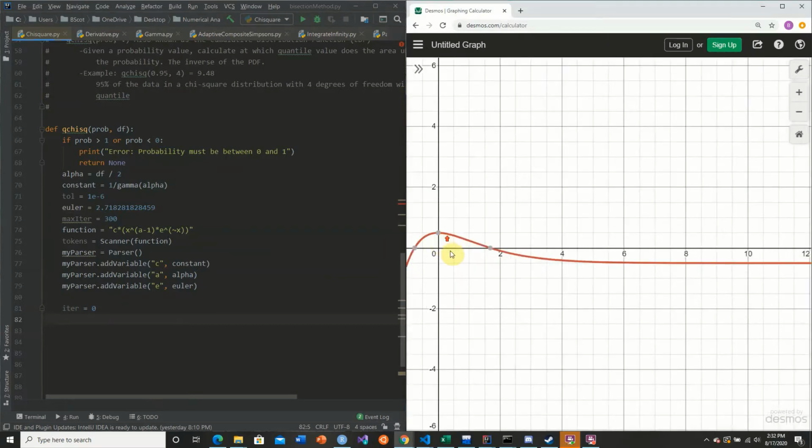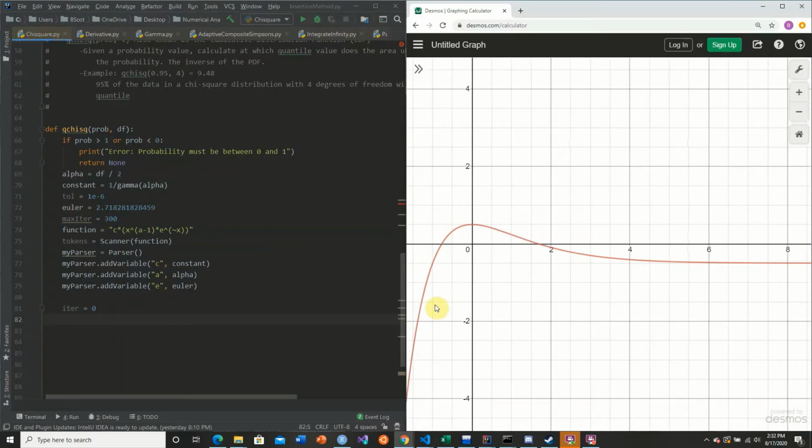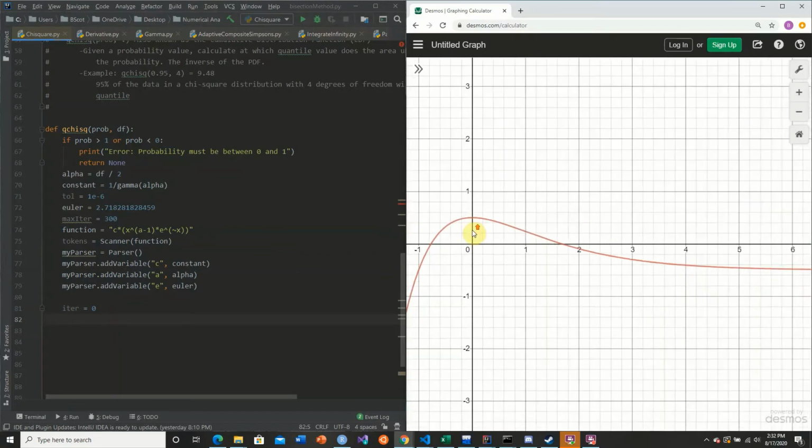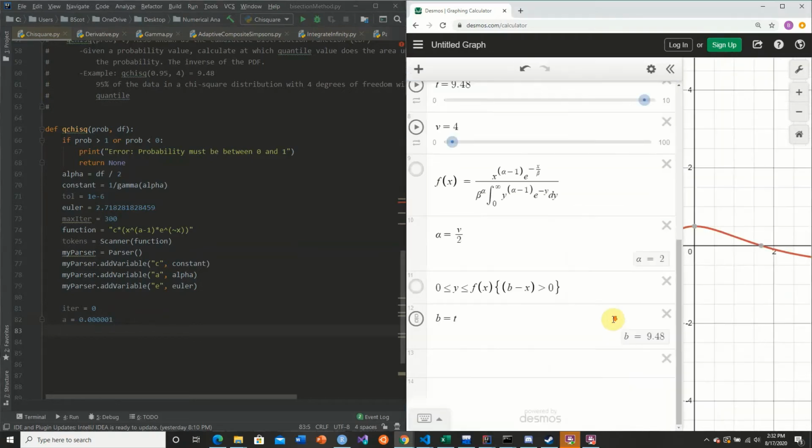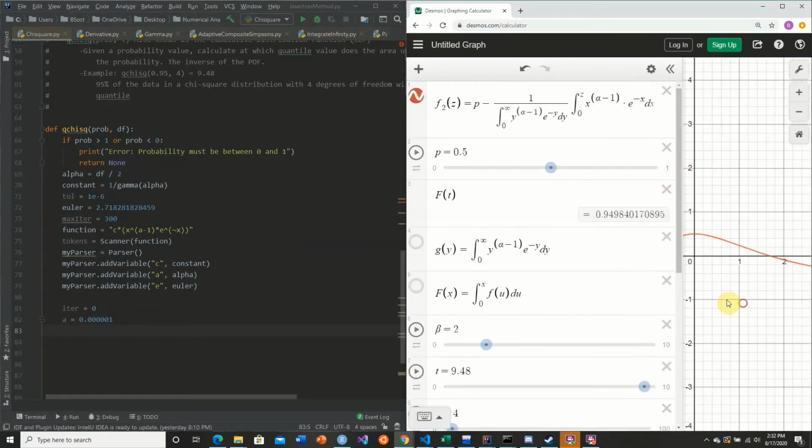Because the chi-square distribution only assumes positive values, we cannot choose a negative value here. So I'm going to choose a value extremely close to 0, probably 0. A is equal to 0.000001. And now we need our b value. Well, how far would this actually go?